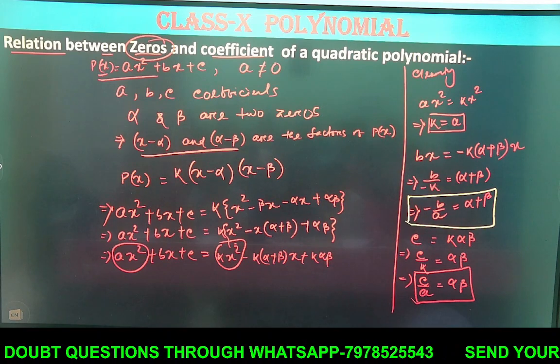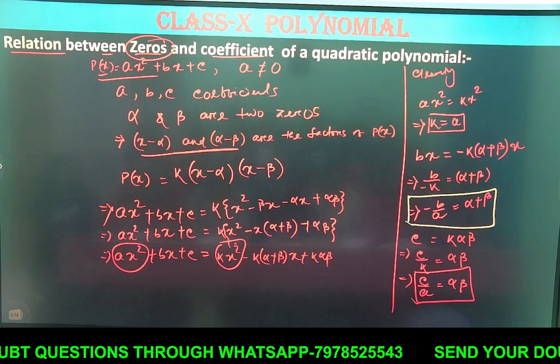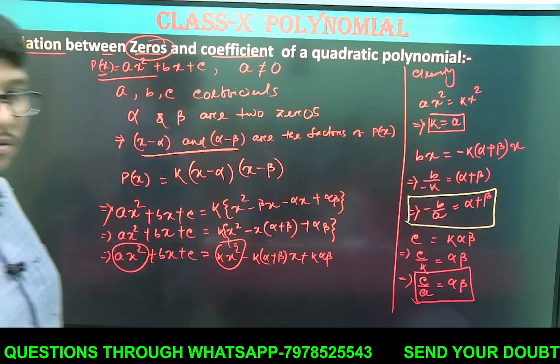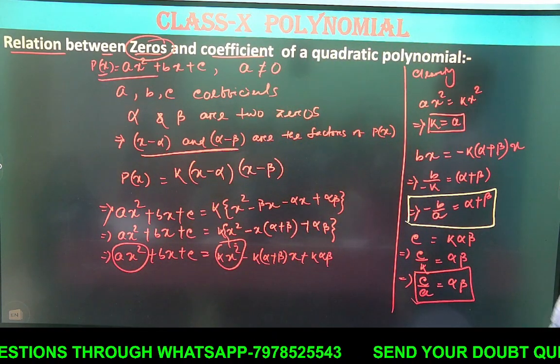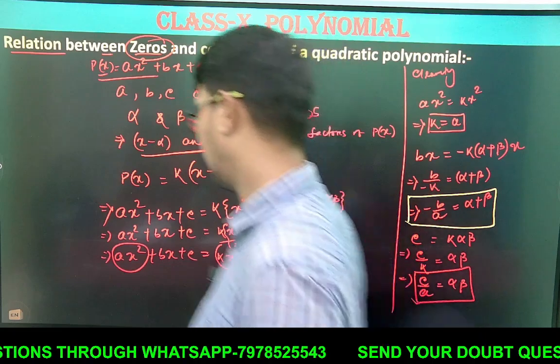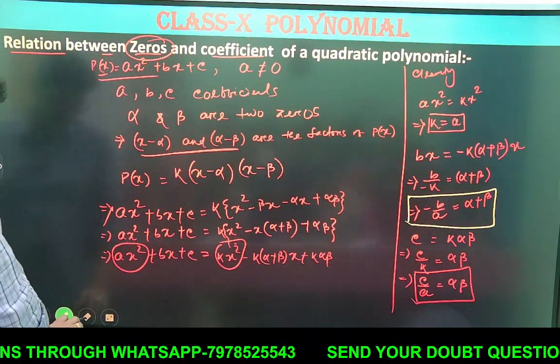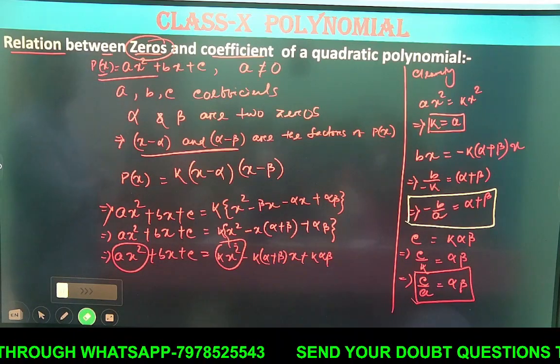Over. Tell me, so what can you summarize now? The sum of zeros of a quadratic polynomial is how much? Minus b by a. And what is the product of zeros? C by a, right? Okay. Shall I erase now? No, cannot return.